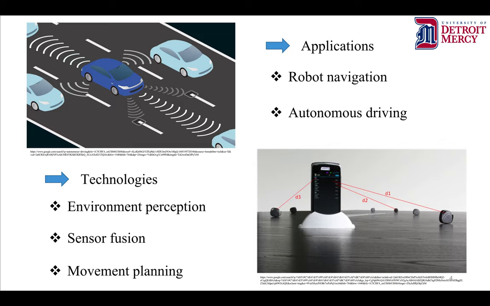The technologies used in these applications include environment perception, sensor fusion, and movement planning. For environment perception, you use different sensors to perceive the environment and get data feedback, and use these data to move the robot. Sensor fusion is to handle different sensors. You can get many data at the same time, but you have to make sure you can process this data and make a better choice for the next movement of the robot. Movement planning is to define an algorithm for how to move and plan the robot.